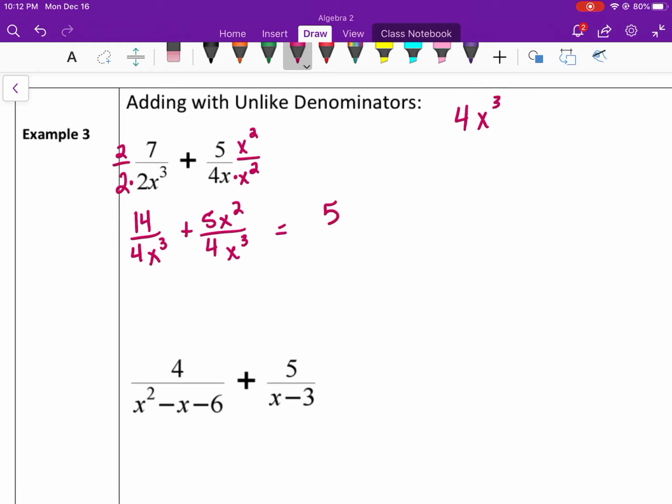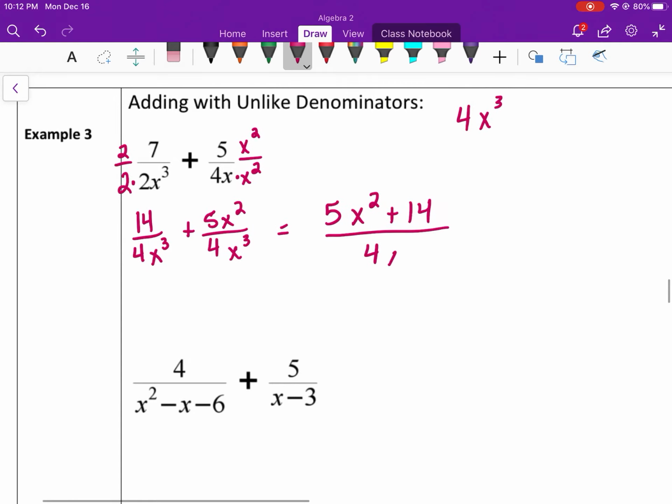Then I'm going to add these together, and I'm going to put it in standard form. So I'm actually going to add 5x squared plus 14 all over 4x cubed. So not like terms, so I can't add them together on the top. And I can't take anything out of the top either, so I can't simplify anymore. Remember that this x squared on top is connected to the 14 with the addition, so you can't simplify the x squared and the x cubed.